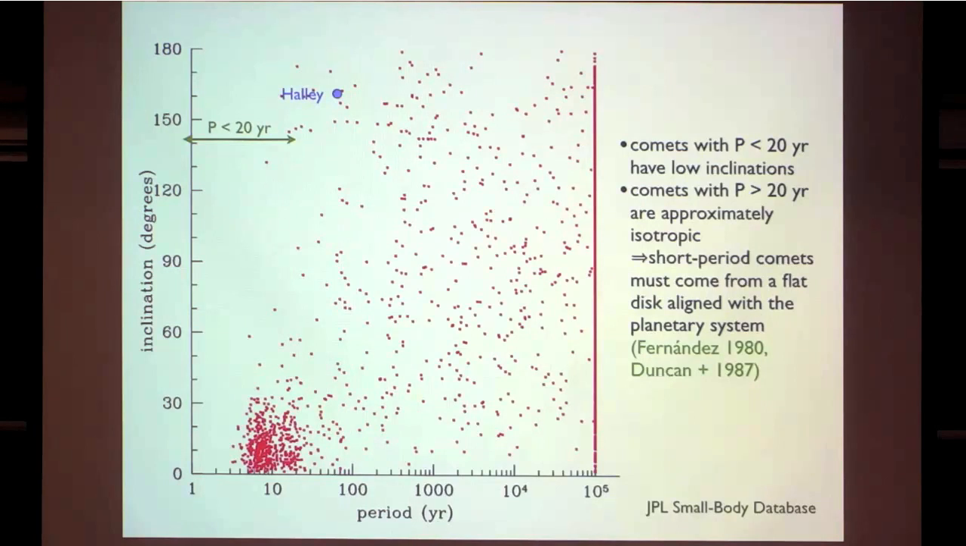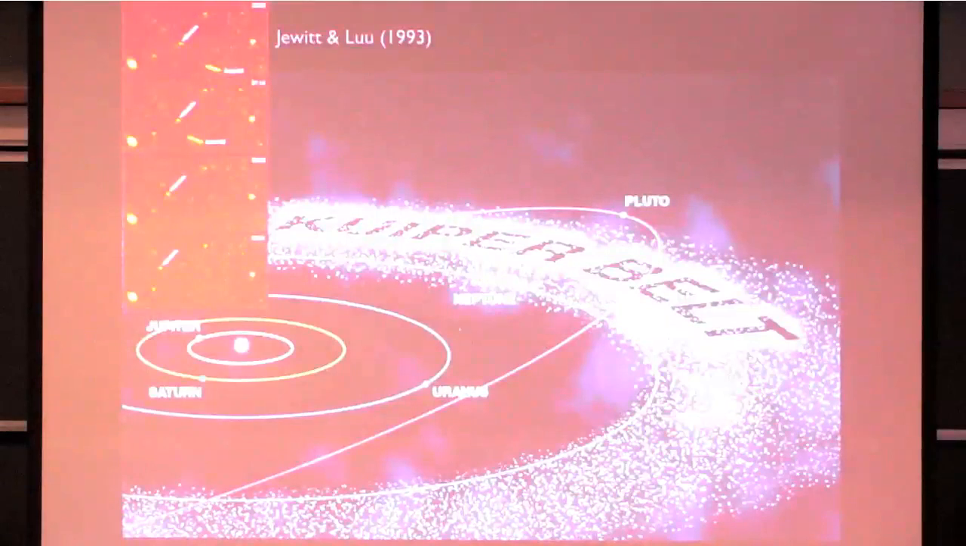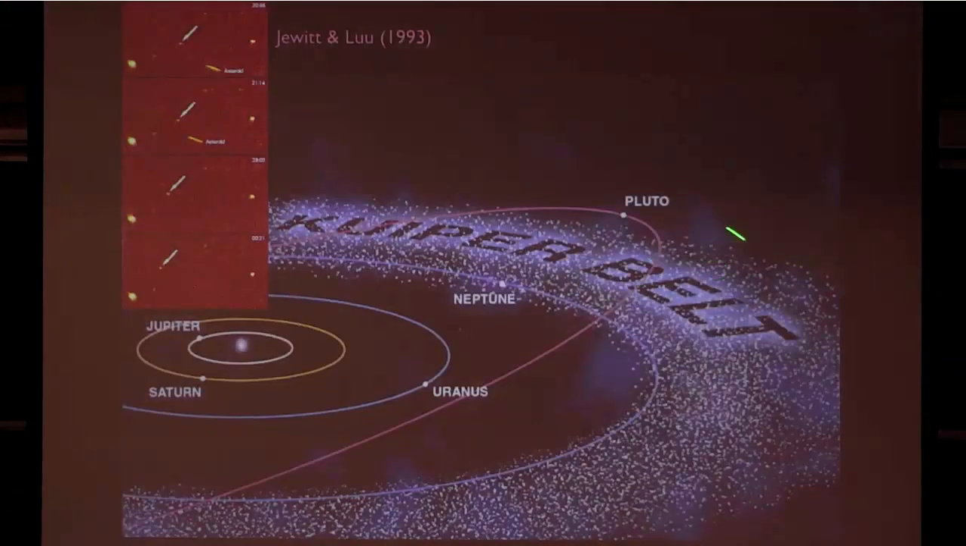The existence of such a reservoir was predicted in the 1980s, and in the early 1990s, Jewitt and Luu discovered the first object in what's now known as the Kuiper belt, a belt of small bodies, including comets and objects up to a few hundred kilometers in size, that orbits outside Neptune at 30 astronomical units out to about 50 astronomical units.